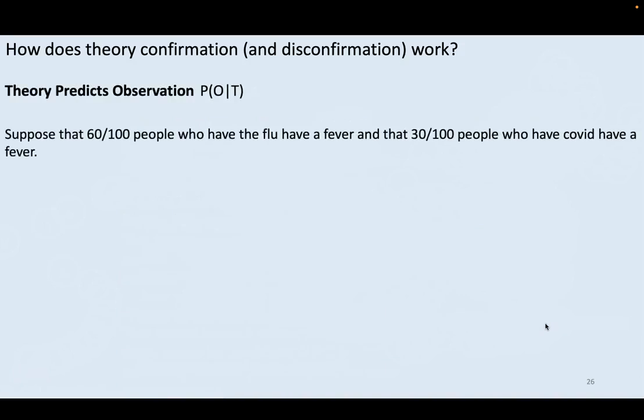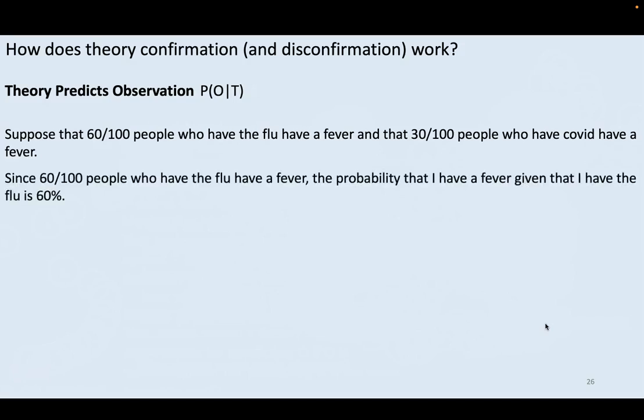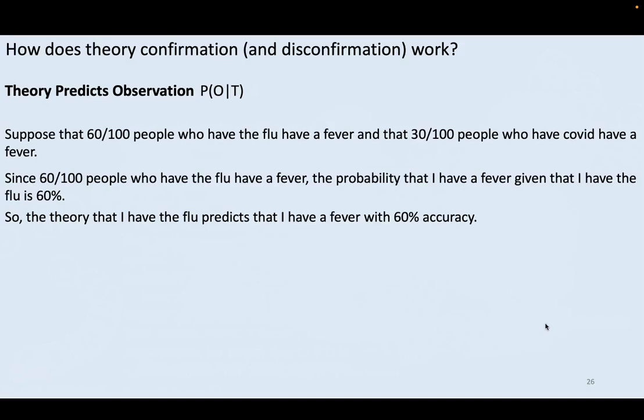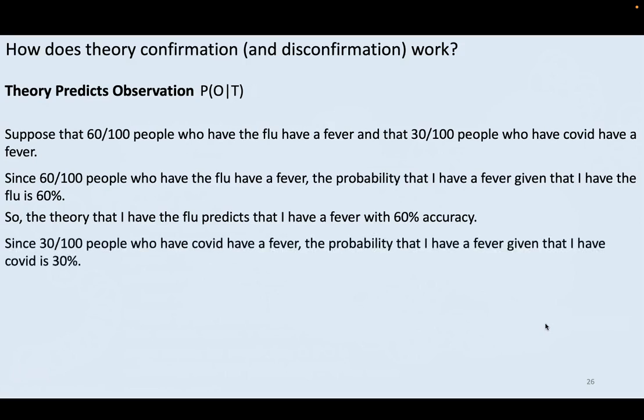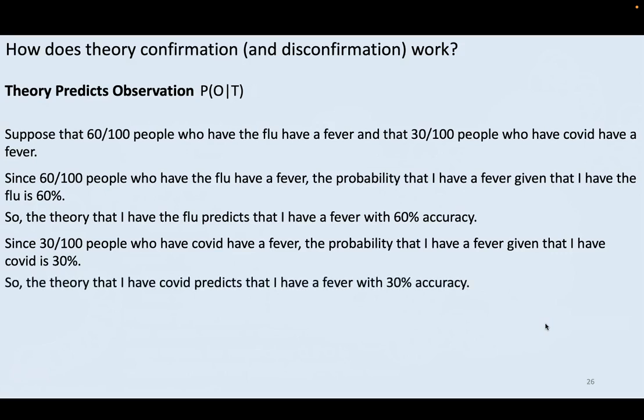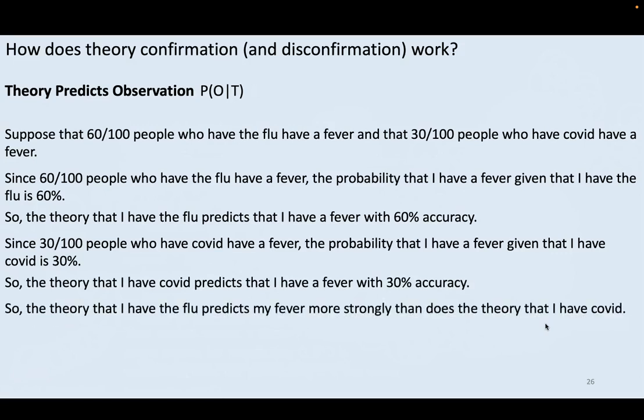First, theory predicts observation. Suppose that 60 of 100 people who have the flu have a fever, and that only 30 of 100 people who have COVID have a fever. Since 60 out of 100 people who have the flu have a fever, the probability that I have a fever given that I have the flu is 60%. So we could say the theory that I have flu predicts that I have a fever with 60% accuracy. Since 30 of 100 people with COVID have a fever, the probability that I have a fever given that I have COVID is 30%. So the theory that I have COVID predicts that I have a fever with 30% accuracy.